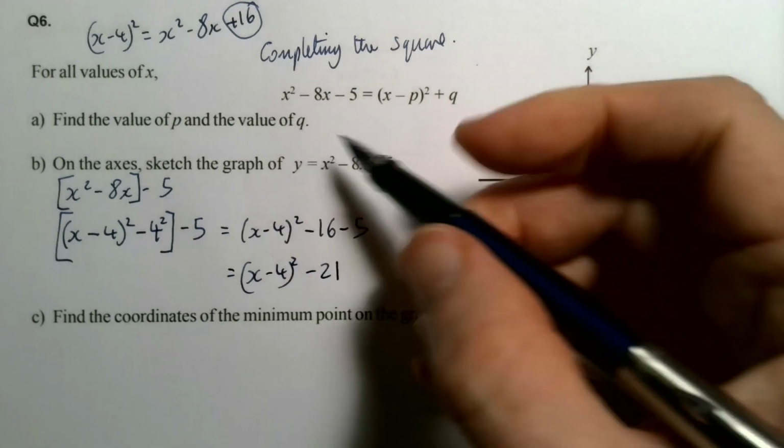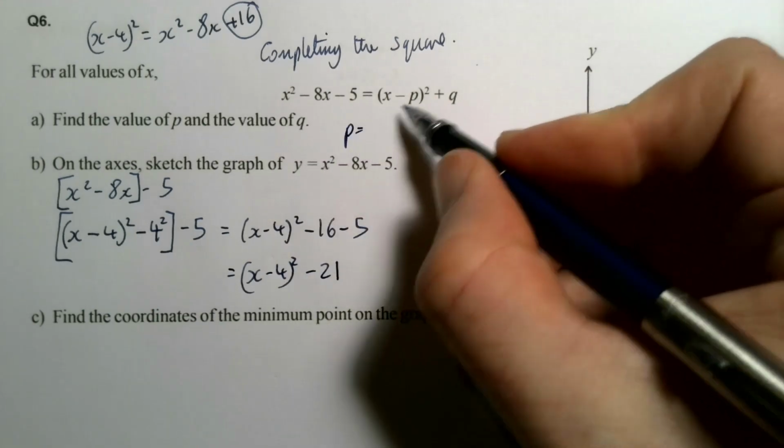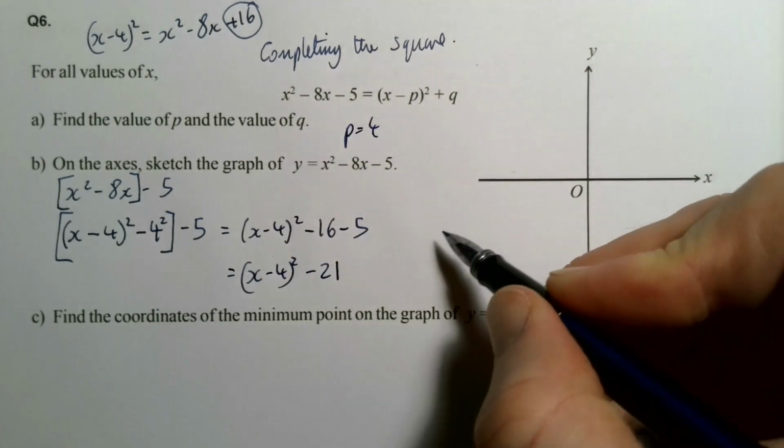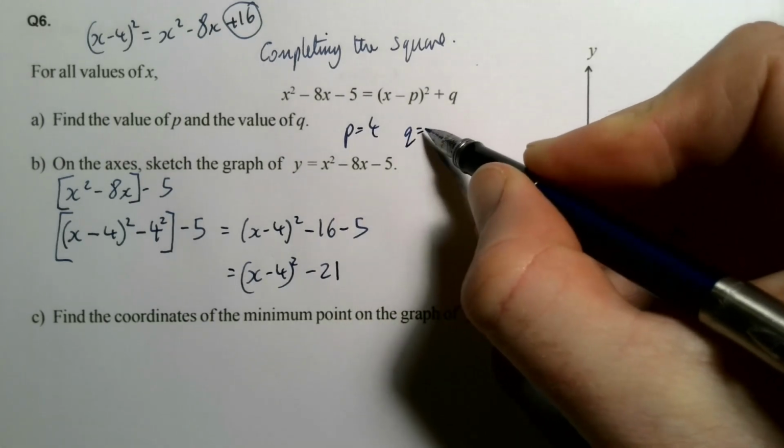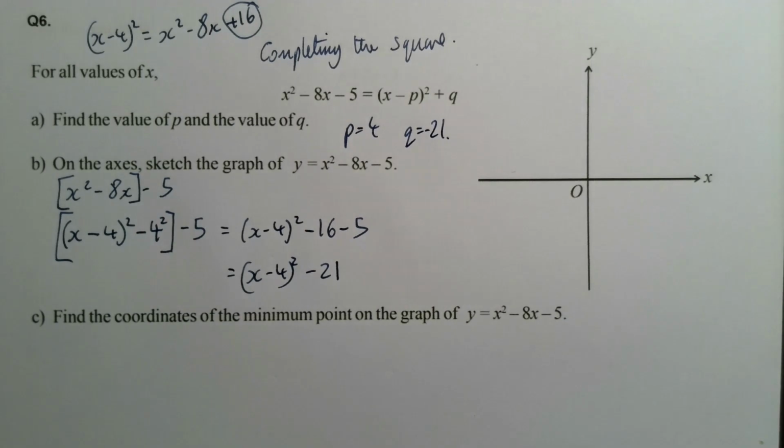So that means that my value of p equals 4, because a 4 is what I pop in there, and q, well that says plus q and that's a negative, so q is negative 21.